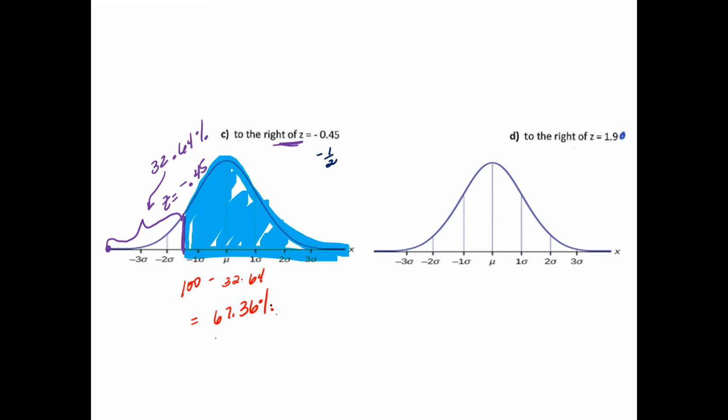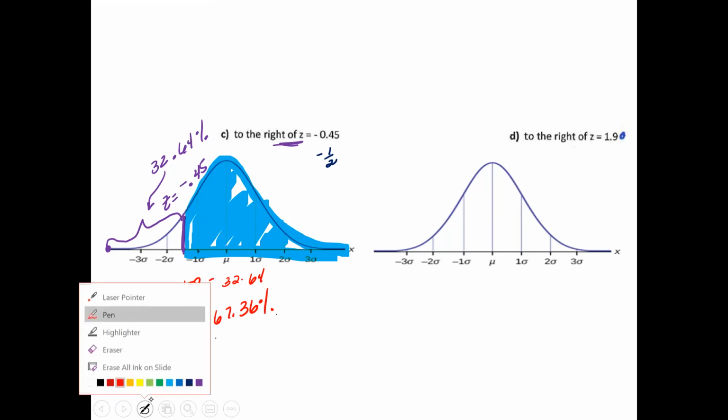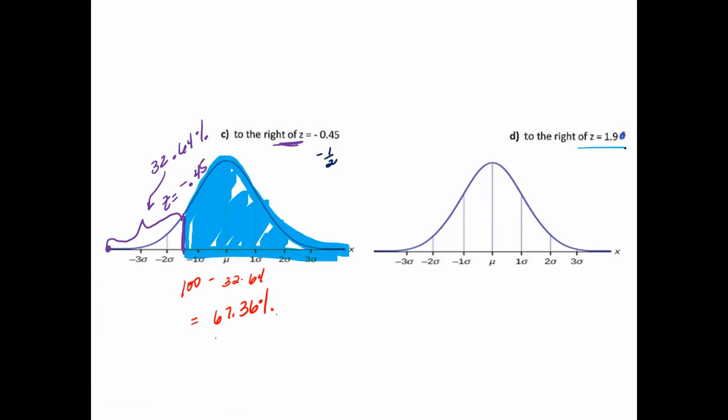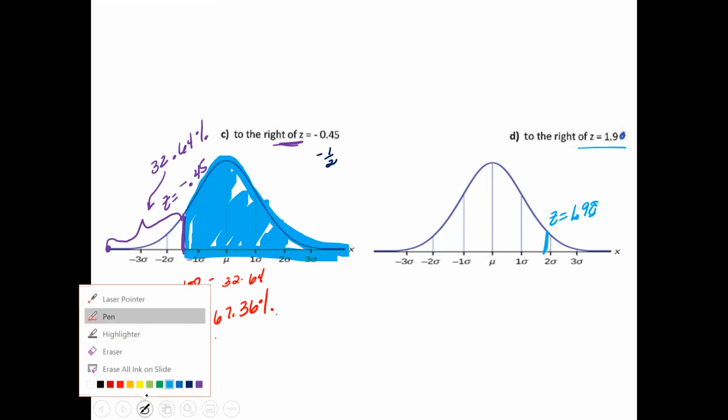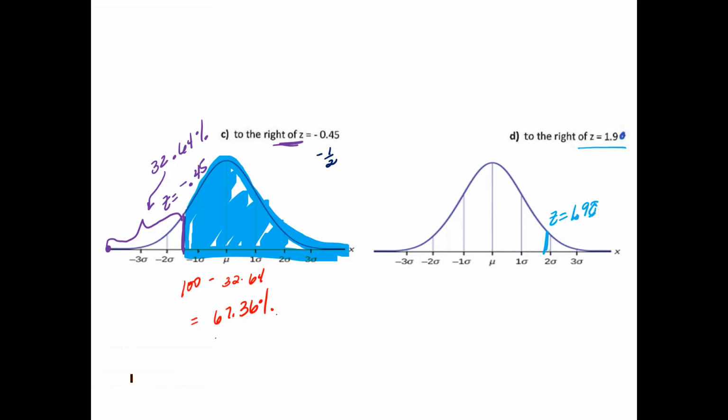All right, let's go ahead and take a look at D. You guys pause the video, give it a try. Okay, so right of 1.9. So here's 1, here's 2. 1.9 is going to be right there. And remember, we want a right side of this. So that means I want to specifically focus on this teeny little piece right there.